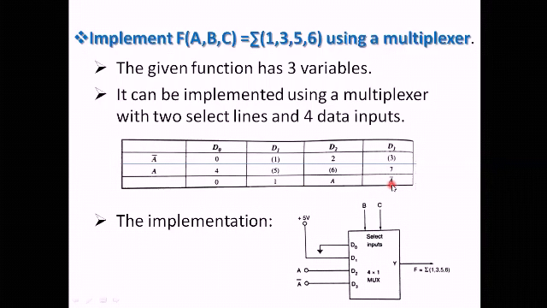Now, as there are 3 variables, A, B and C, we have taken B and C as the select lines. So B and C as the select lines, and A will be going as the input. That's why it is A and A bar. Now we have found out that the inputs are 0, 1, A and A bar. Now we will be implementing it in a circuit.